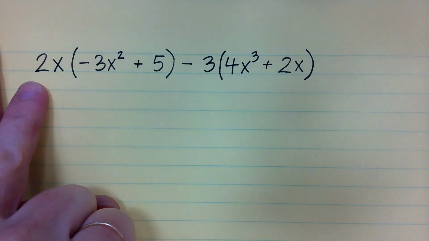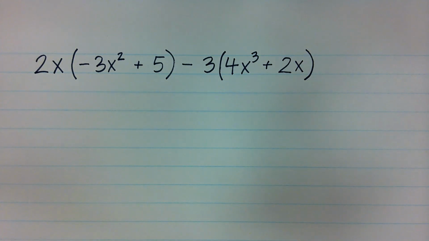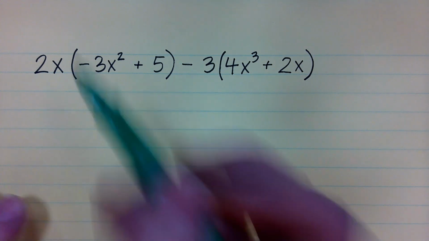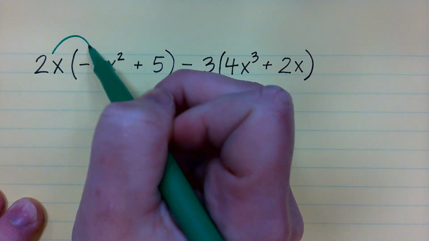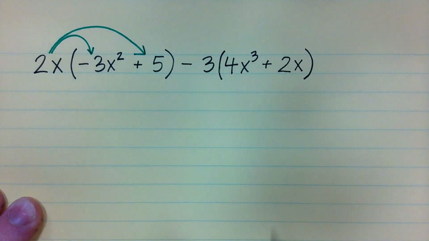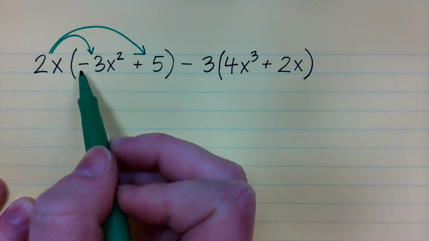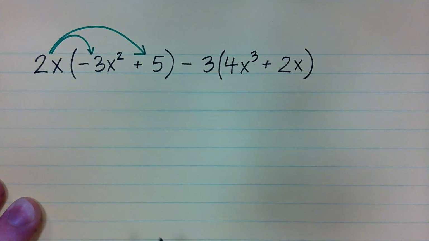Distribute. Yes, I have 2x times something, so we're going to distribute first. So let me grab my pen. And I like to show distribution with those arrows. What operation are we using when we distribute again? Multiplication. Good. So what is 2x times negative 3x squared?